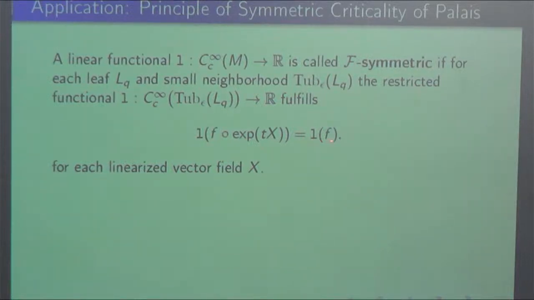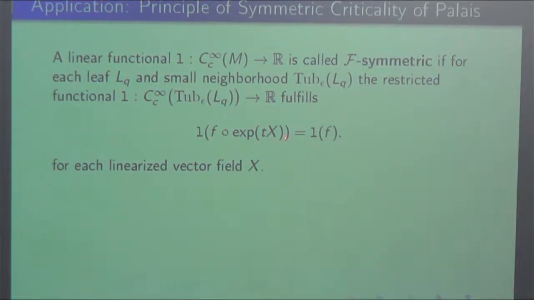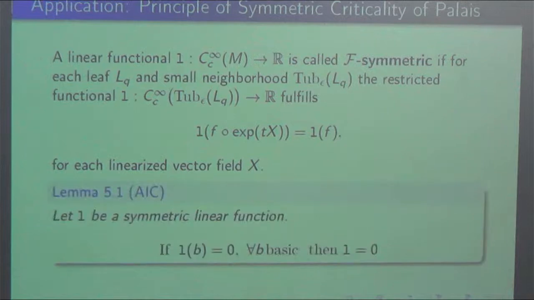Although F is not basic, if you compose it with what we call linearized vector fields, that is essentially translate and rotate and compose by the exponential map, when you compose by those special vector fields, this must be equal to this. Then we have this nice lemma that generalizes the lemma of Palais, that says that if your symmetric functional is zero for basic functions, then it must always be zero.